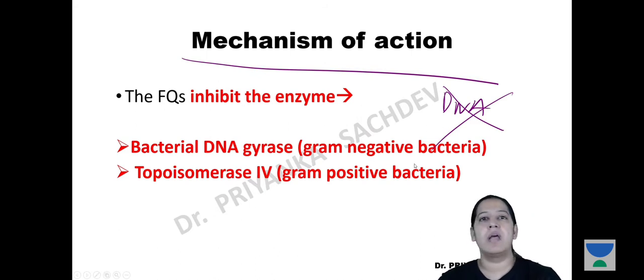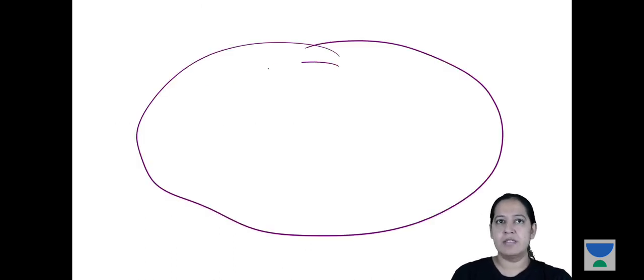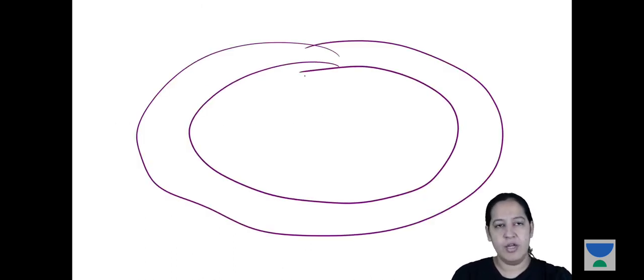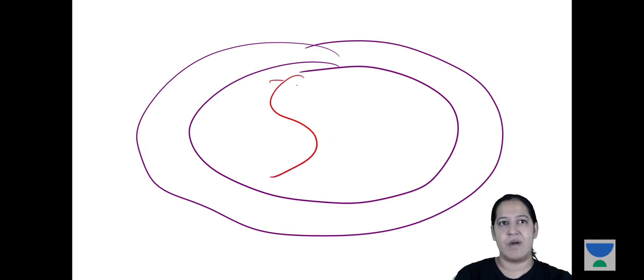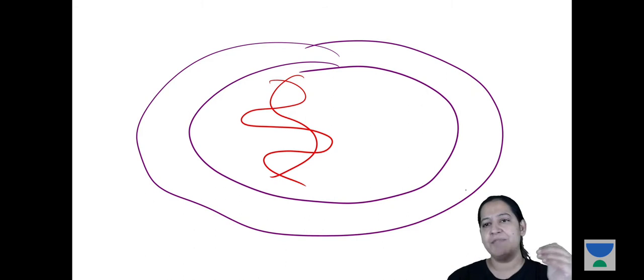Let me tell you. So this is a cell of the bacteria. This is the nucleus of the bacteria. Inside the nucleus, this is the DNA. DNA is always double-stranded. Now this bacteria wants to divide. It wants to do cell division, and 2 daughter cells have to be formed from this. For that, this DNA has to be divided.